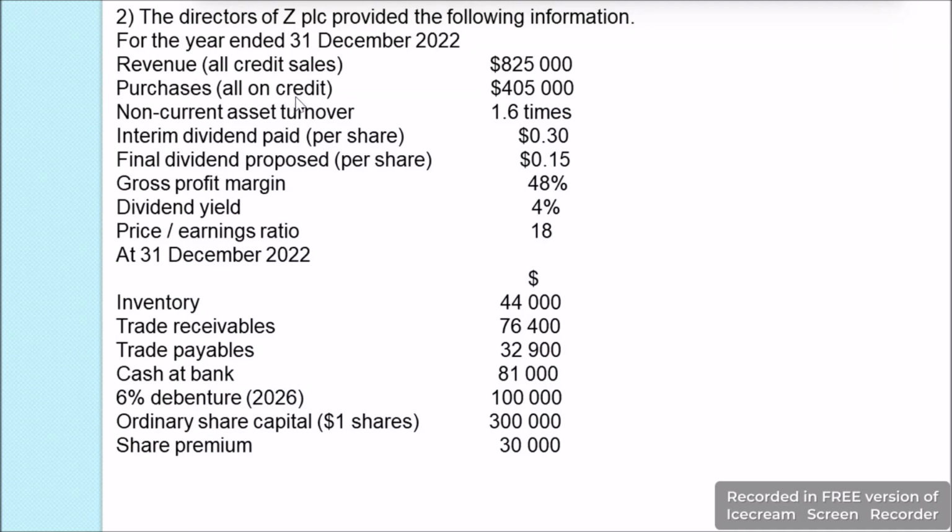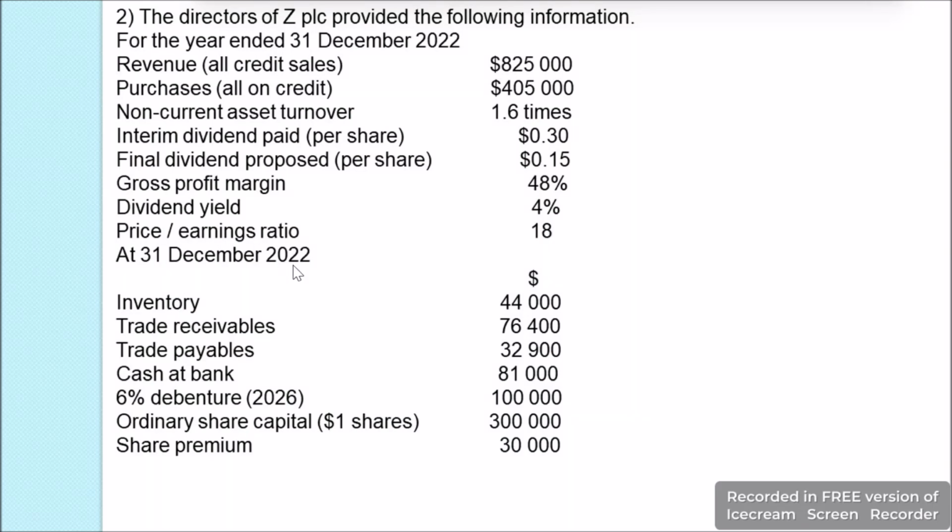$825,000, purchases, all on credit, $405,000, non-current assets turnover 1.6 times, interim dividend paid per share $0.30, final dividend proposed and paid $0.15, gross profit 48%, dividend yield 4%, price earnings ratio 18.